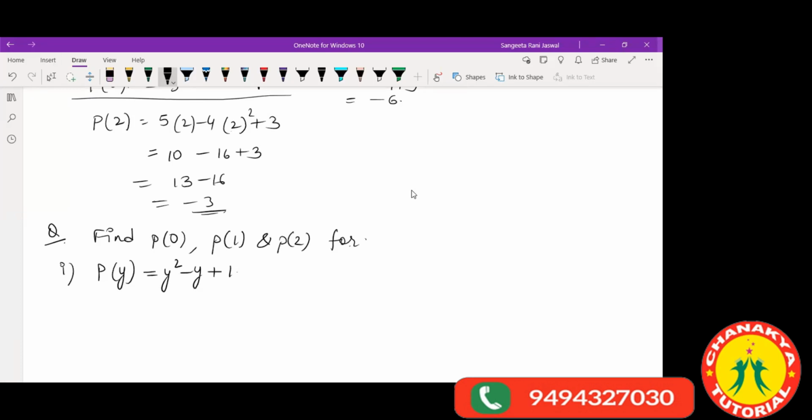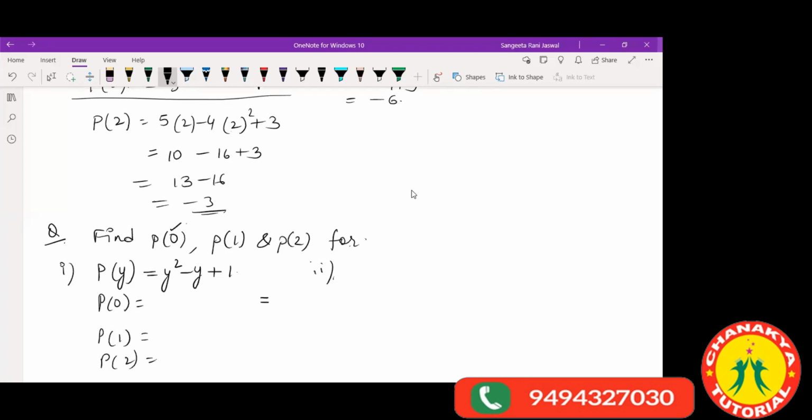So this is the polynomial equation in terms of y now. In place of y, you will take these values. First, you will take P of 0. You will find this equation for P of 0. Then you will find it for P of 1. Then you will find it for P of 2. Similarly, for all other equations and all other sums, you will do the same. Do it for this one.